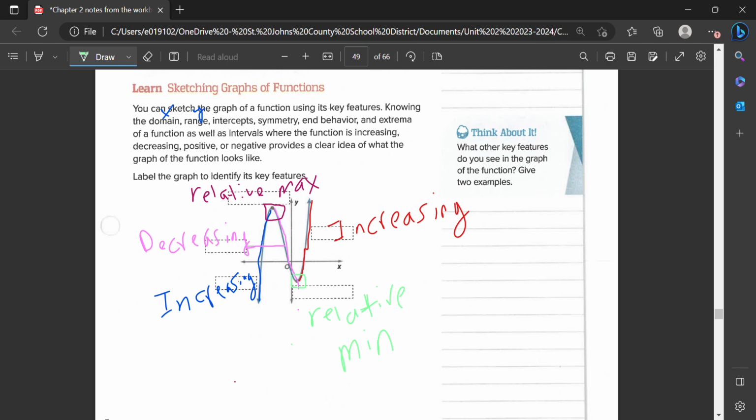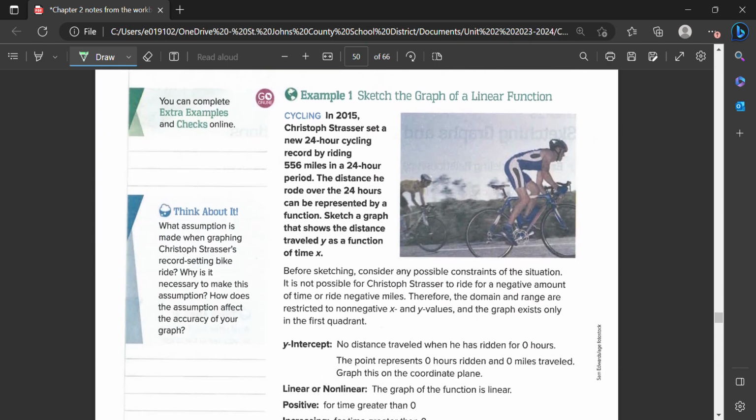All right, let's go to example 1. Cycling 2015. Christoph Strasser set a new 24-hour cycling record by riding 556 miles in a 24-hour period. The distance he rode over the 24 hours can be represented by a function. Sketch a graph that shows the distance traveled y as a function of time x. Before sketching, consider any possible constraints of the situation. It is not possible for Christoph to ride for a negative amount of time or ride negative miles.